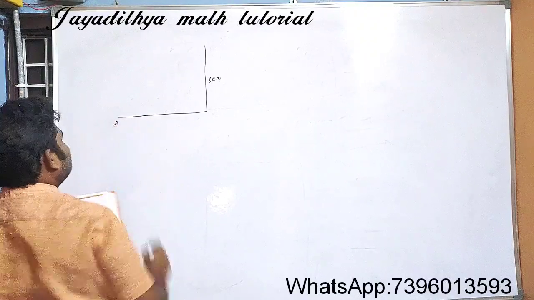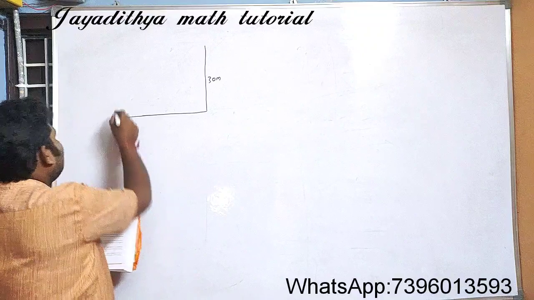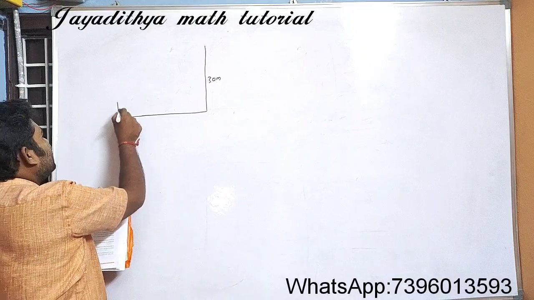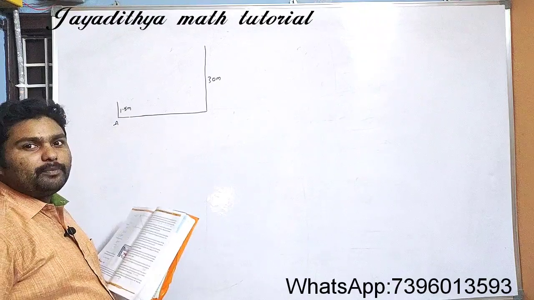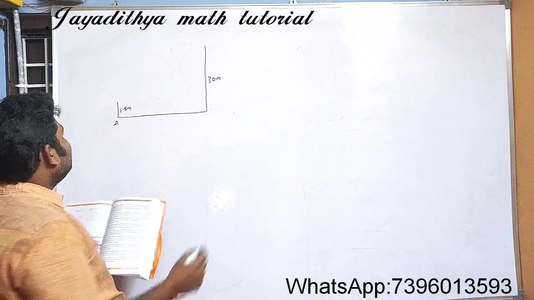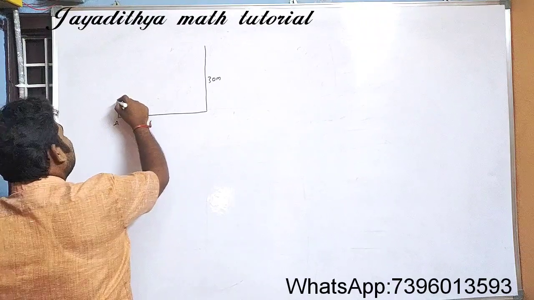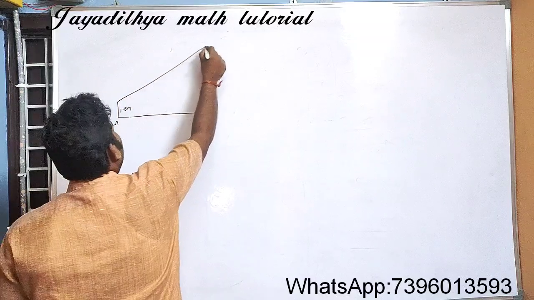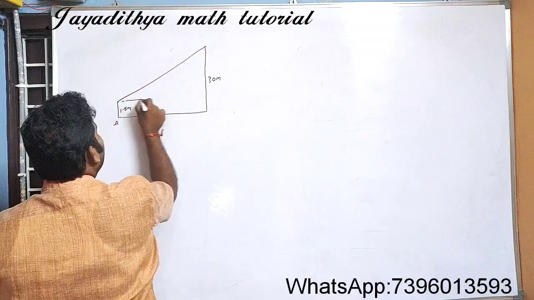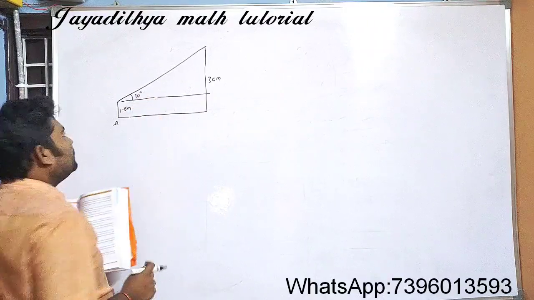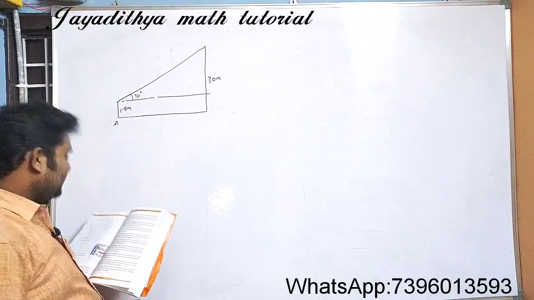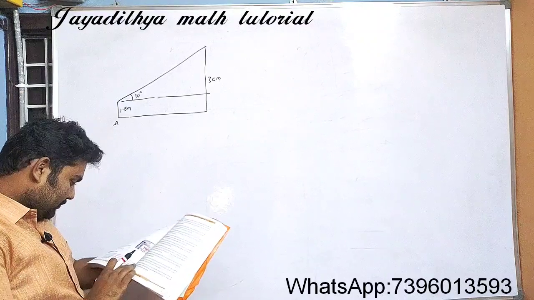Okay, let us take the boy is here at point A, and the boy's height is also given, that is 1.5 meters. So the boy is 1.5 meters tall, and from this point he is observing the crown of the temple with the angle of elevation 30 degrees.